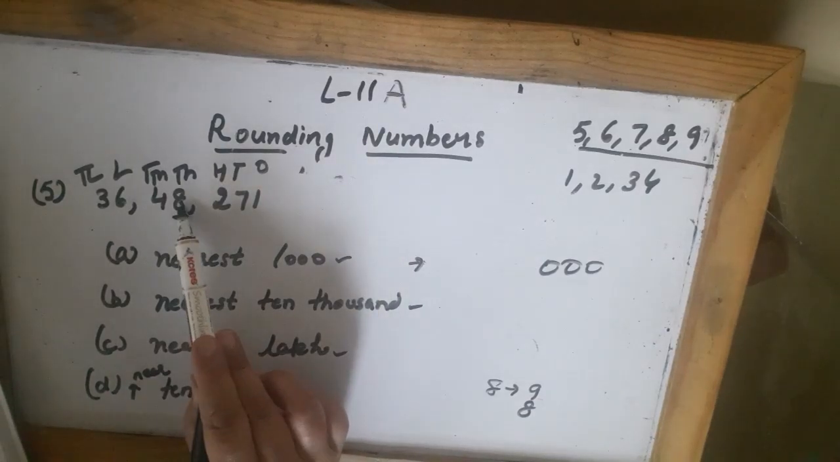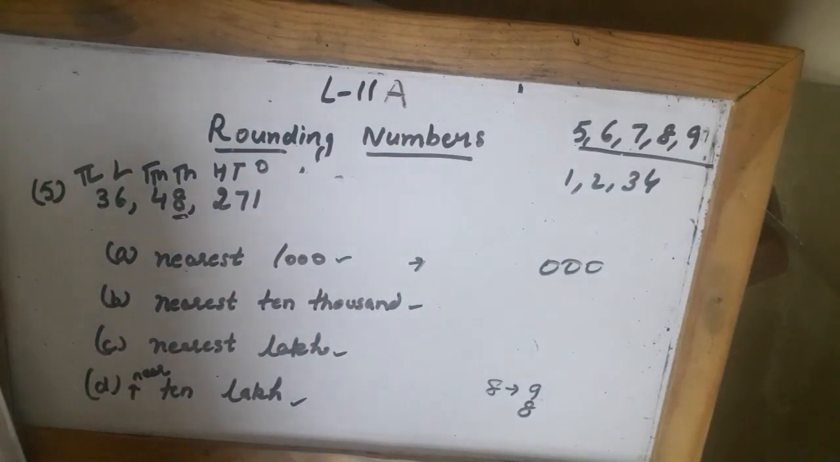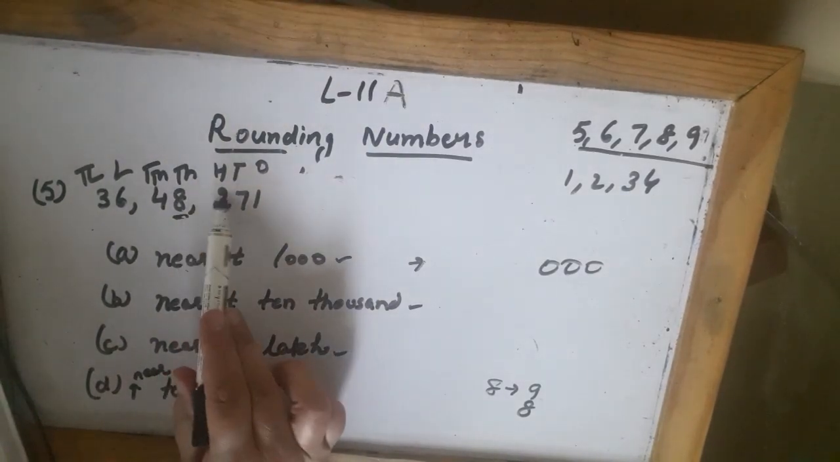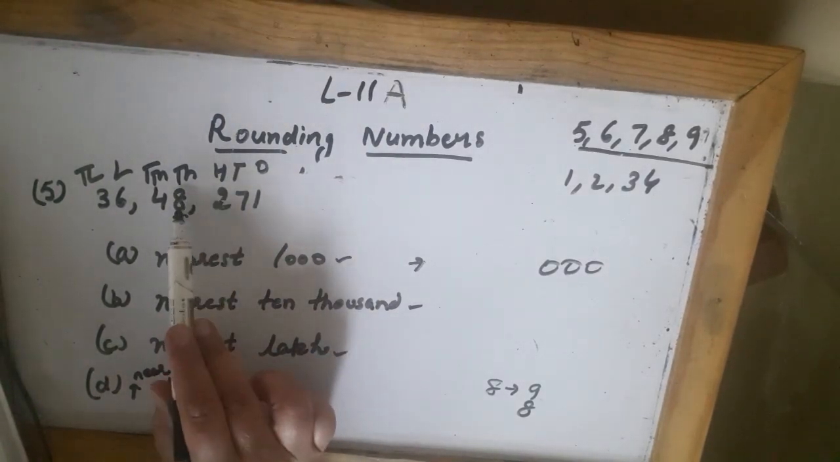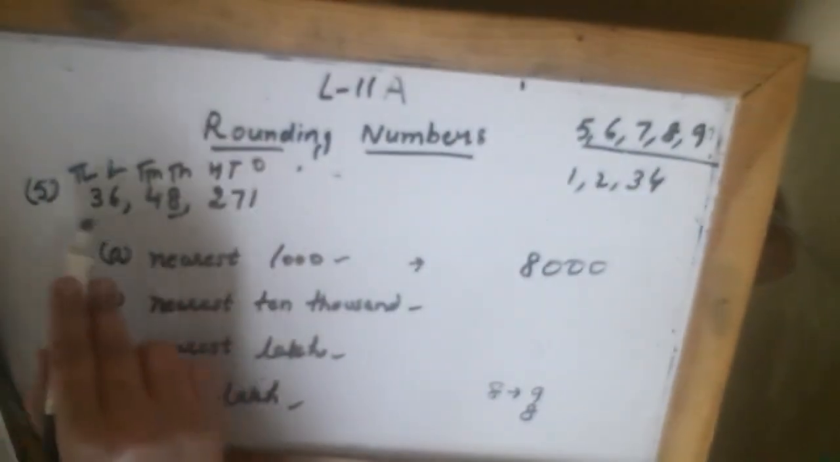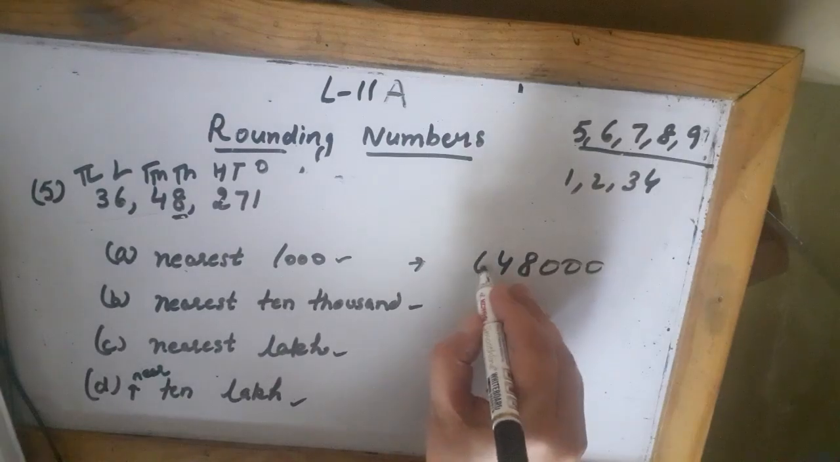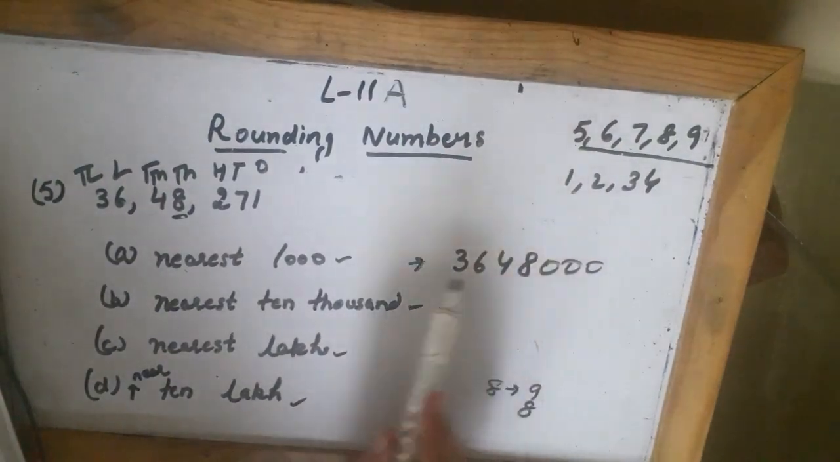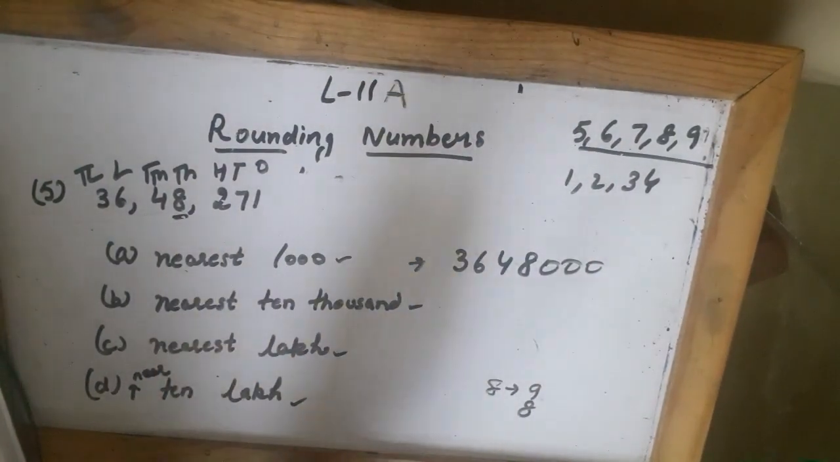So what we will do, we'll look to the immediate right of 8. What is that? It's 2. Uske bilkul saath wala number is 2, which is less than 5. So it means 8 will remain 8 only. Okay, and the piche wale digits will remain the same. So this is how I will round off this number to near 1,000.